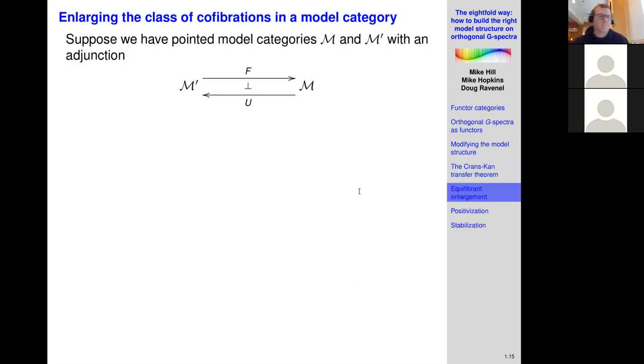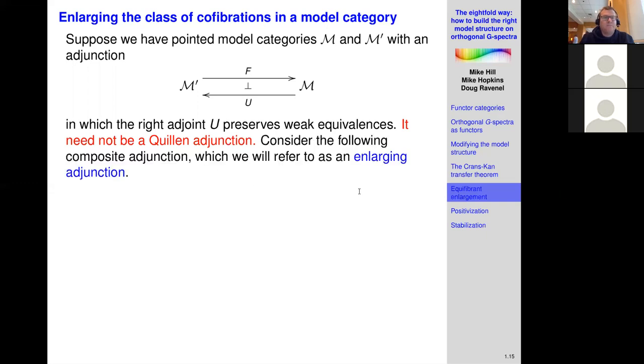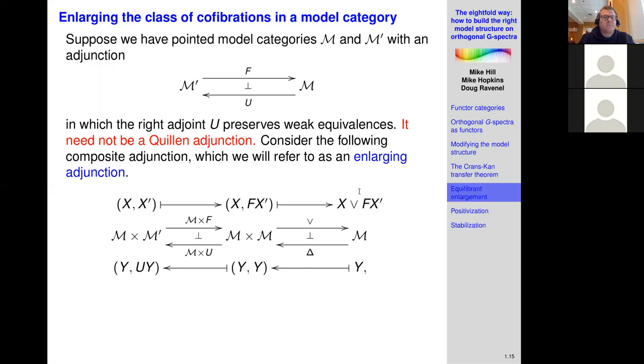Okay, now so I'm going to suppose that we've got two pointed model categories, M and M prime, with a pair of adjoint functors between them. And I want to assume that U preserves weak equivalences. U sends weak equivalences in M to weak equivalences in M prime. I am not assuming that this is a Quillen adjunction, meaning I am not assuming that F sends cofibrations in M prime to cofibrations in M. I'm not assuming that. Okay, then I'm going to get a new adjunction out of this.